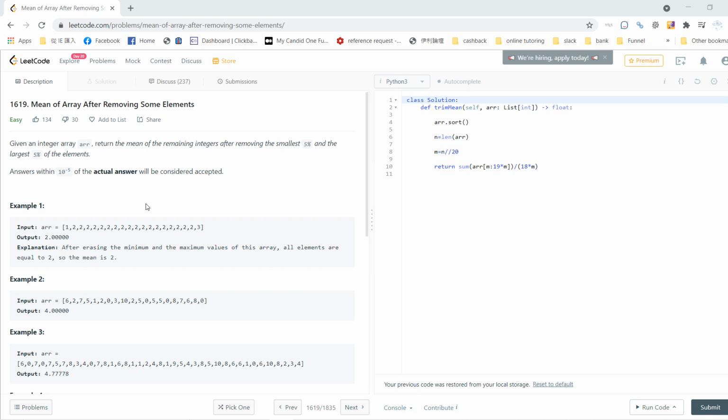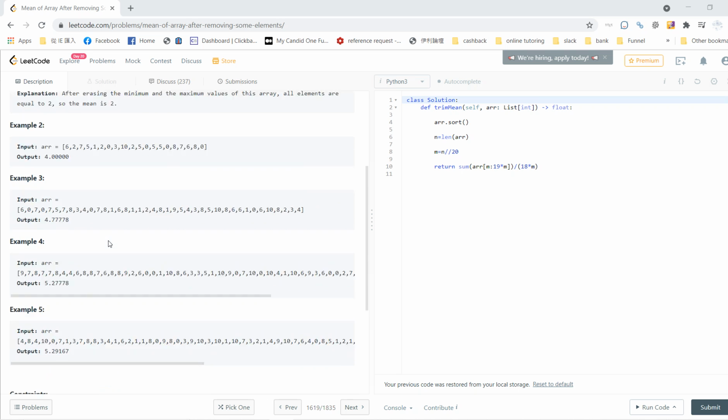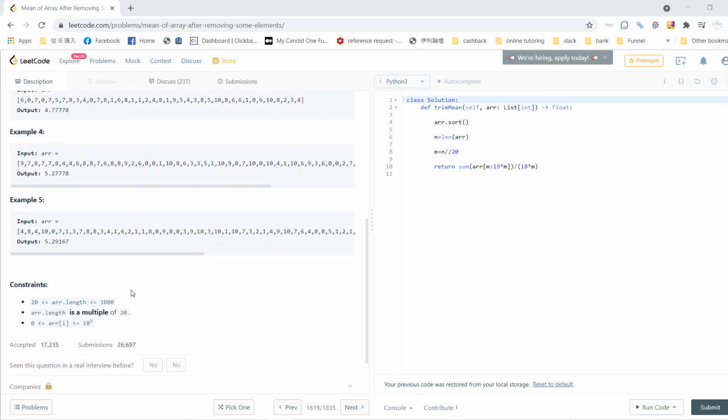So this problem basically, first you need to somehow sort the array, right? And then you delete the first 5% and the last 5%, and then return the so-called mean. Okay, so this is an example.